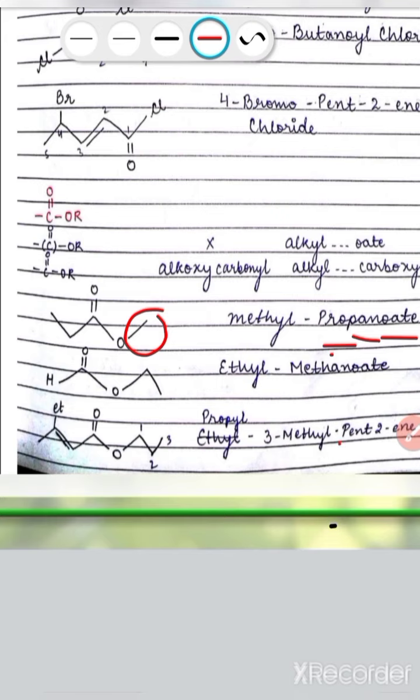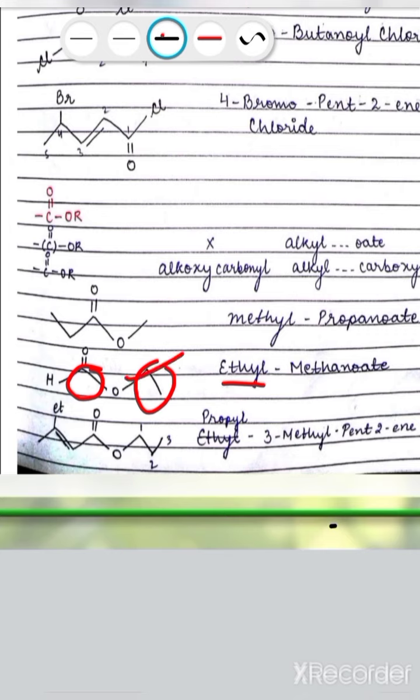Next example. In our next example, this will be the substituent, and this will act as the base name. So this will be ethyl for this, and methane word, because it is of 1 carbon, so no unsaturation, ane, and oate. So ethyl methanoate.